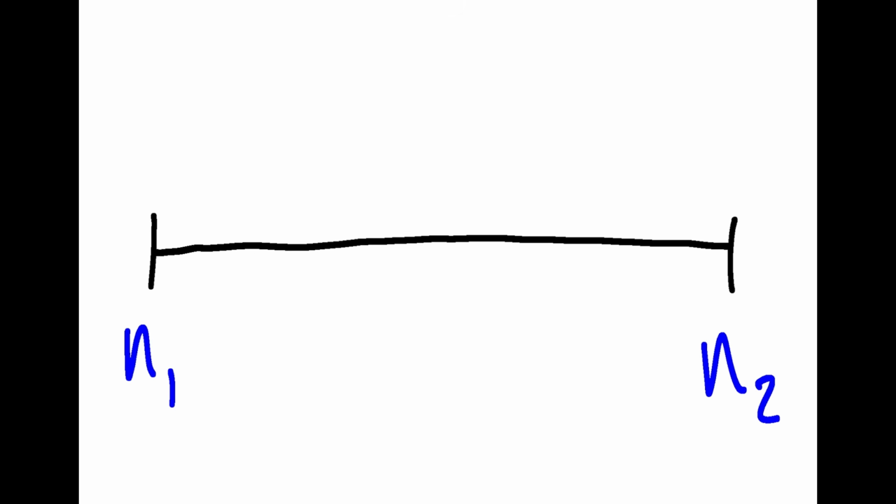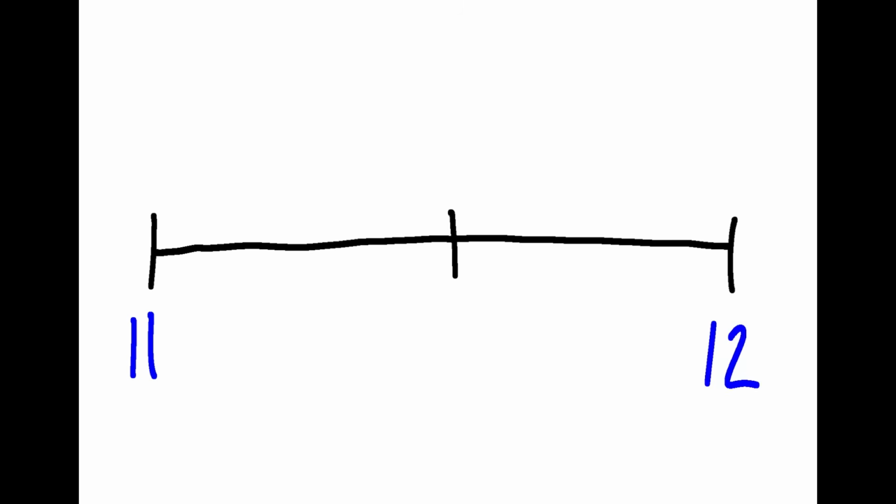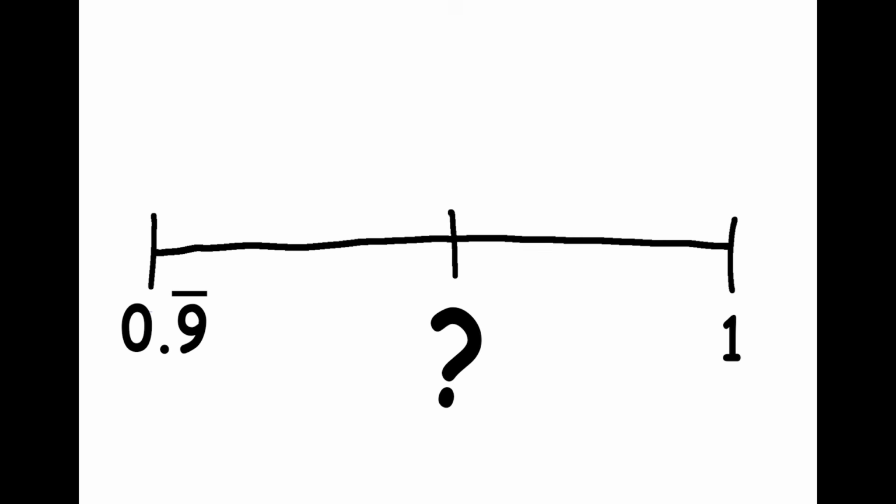Two real numbers are considered distinct if there exists another number in between these two elements, having a sort of gap between them. For example, we know 11 is not equal to 12 because 11.5 slots in perfectly between them. As such, if 0.9 recurring and 1 are distinct, there must exist another number between them. Now with this in mind, let's look at probably the simplest, and thus my favorite mathematical proof for this.